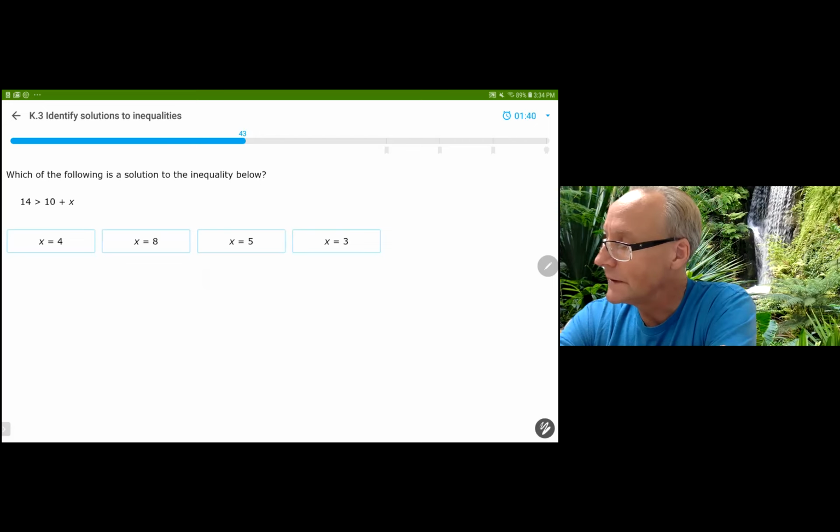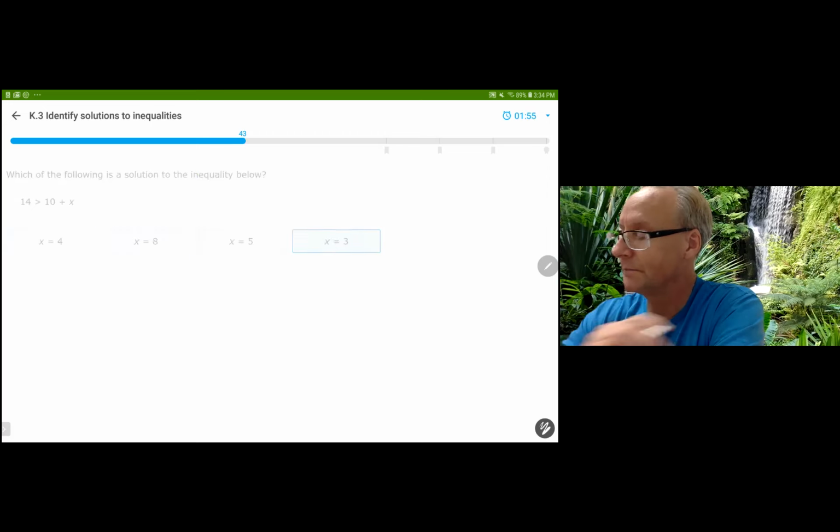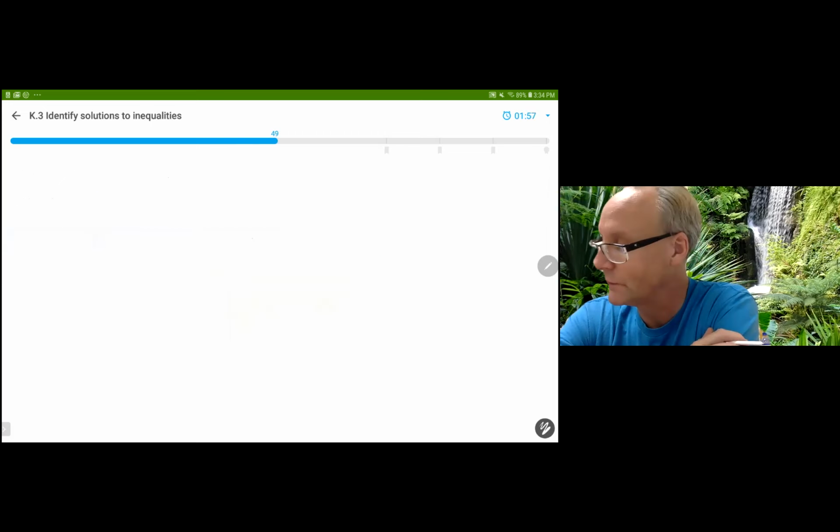Which of the following is a solution to the inequality? So we want 10 plus x to be less than 14. 4 would be equal, 8 would be greater, 5 would be greater, and 3 would be less. 13 is less than 14.